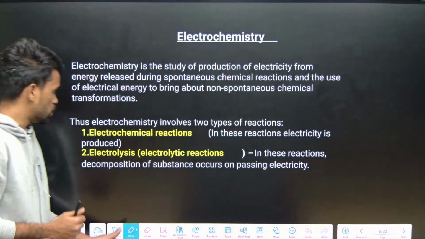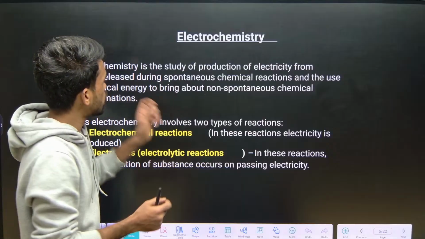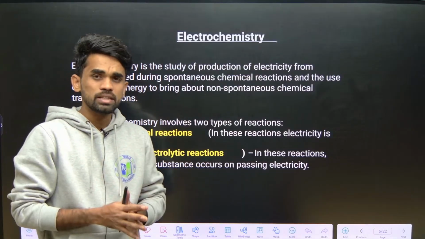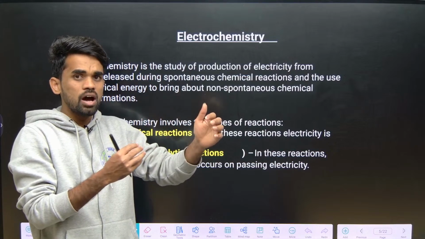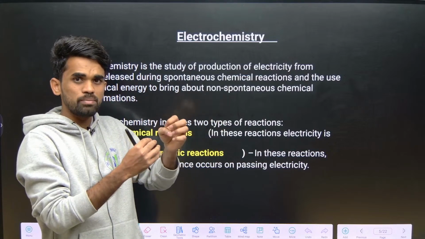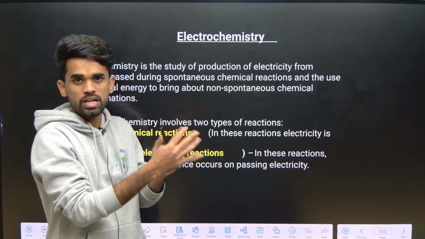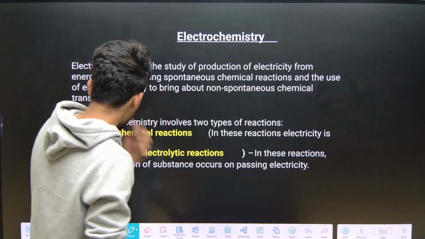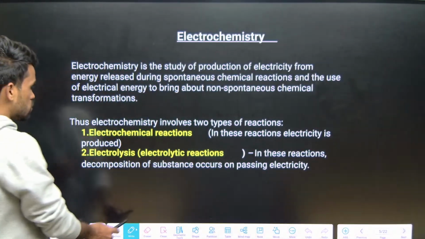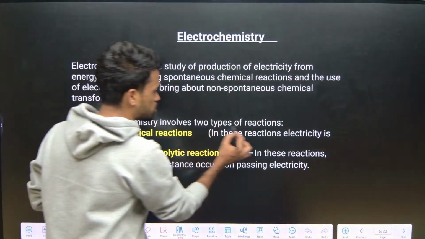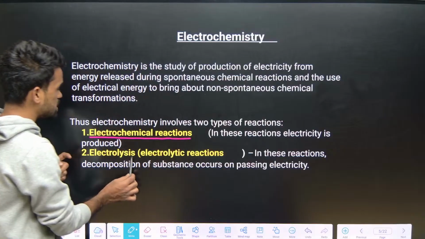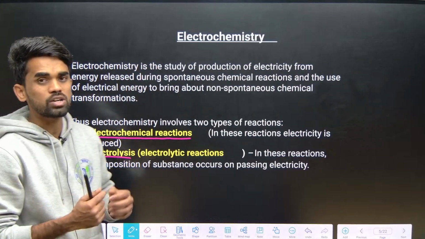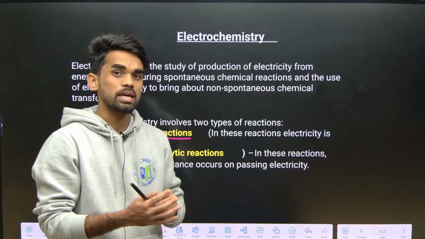So look here, what do we mean by electrochemistry? Electrochemistry deals with conversion of electricity into chemical energy, or using electricity we can make a chemical reaction or a chemical change. Now there are two types here. Electrochemistry involves two types of processes: one is the electrochemical reaction, and another one is electrolysis. What do we mean by electrochemical reactions or electrochemical cells here?